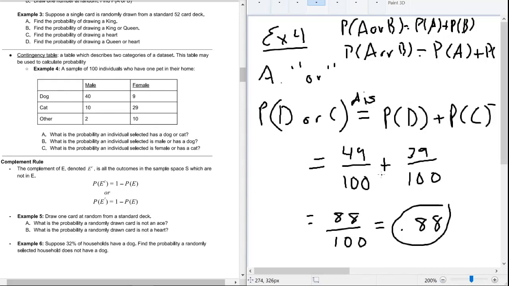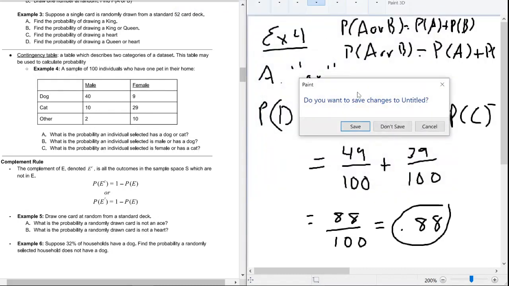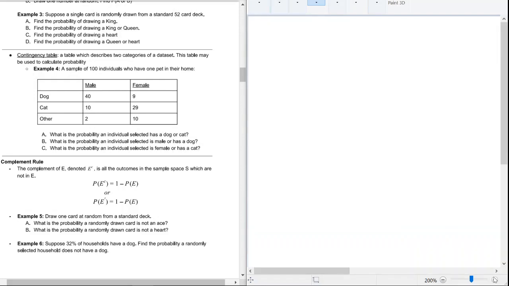Now let's look at part B. It's very similar. What is the probability an individual selected is male or has a dog? So now we're looking for the probability that the individual selected is male or has a dog. And once again, the question is, do we have an overlap?